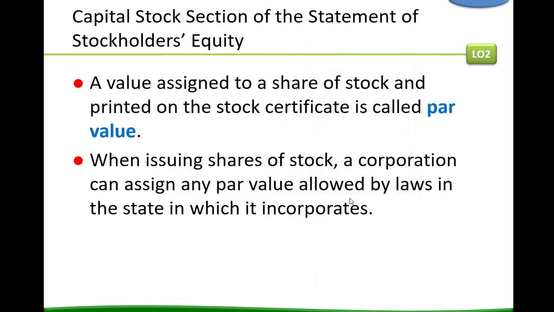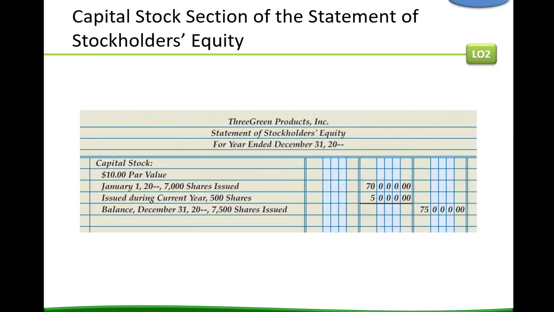So let's go ahead and look first at the capital stock. The value assigned to the share is printed on the stock certificate, the par value. When issuing shares of stock, the corporation can also assign par value, per laws of the state in which it's incorporated. The title of it is going to be the name of the company, and it's going to say Statement of Stockholders' Equity for the year ending December 31st, 2000, whatever the year might be.